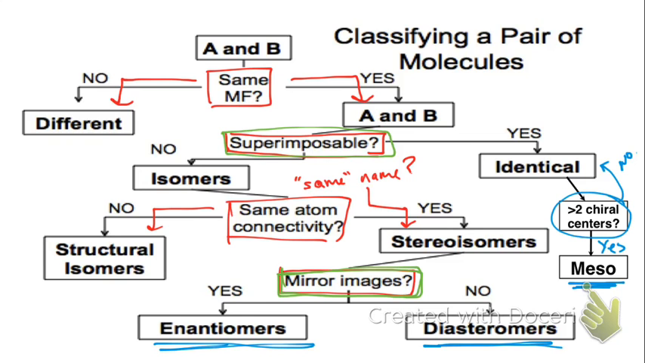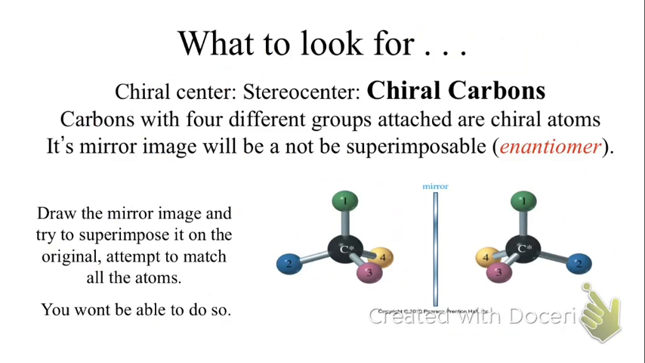Okay. Next big thing is looking for chiral carbons. One of the big red flags for identifying all of these things is finding a chiral carbon. So it's helpful to know what a chiral carbon is. Otherwise, you just have to apply those definitions. So chirality or chiral centers, stereocenters, chiral carbons are all ultimately getting at the same thing.